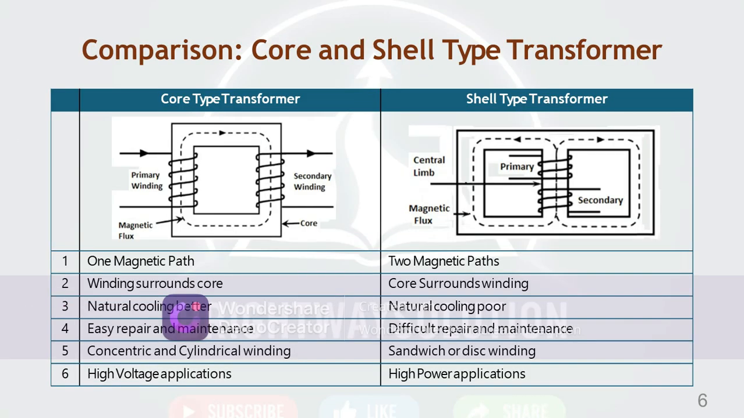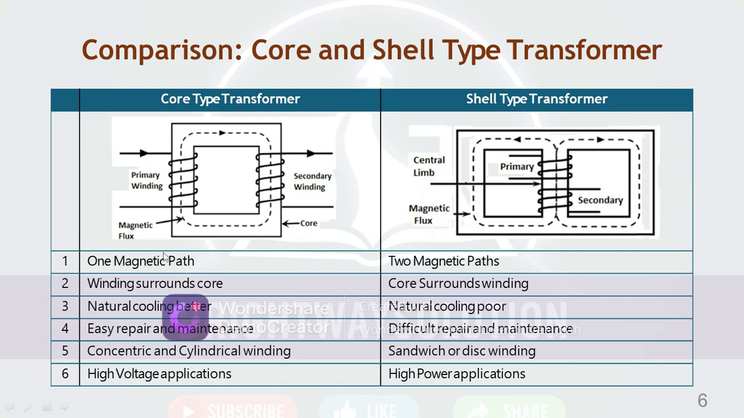Now the comparison of core and shell type transformers. The core type transformer is like this. There is a figure diagram, so figuratively we can differentiate between them. The shell type transformer is like this. There are three limbs in the shell type transformer. There are two limbs in the core type transformer.